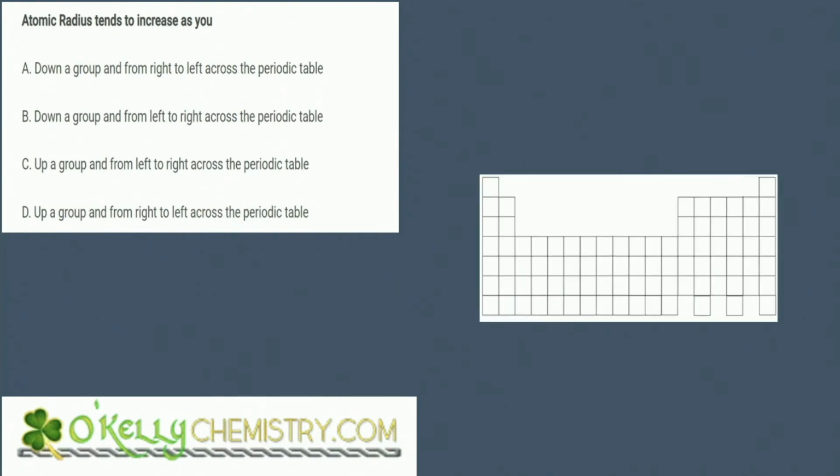Next question. Atomic radius tends to increase as you... So with atomic radius, we know that it increases from right to left, and it also increases as you move down a group. So we can eliminate the ones that are up, and now we have to choose between A and B. So down a group and from right to left, so therefore our answer choice is going to be A.